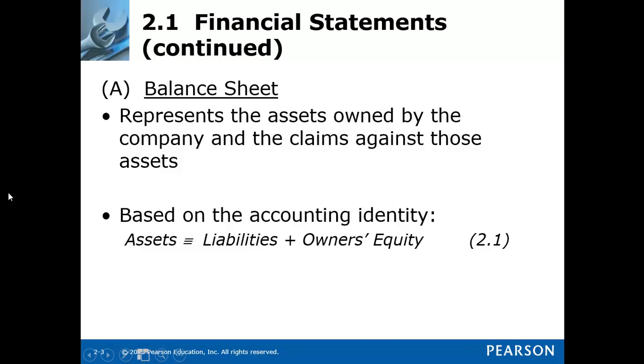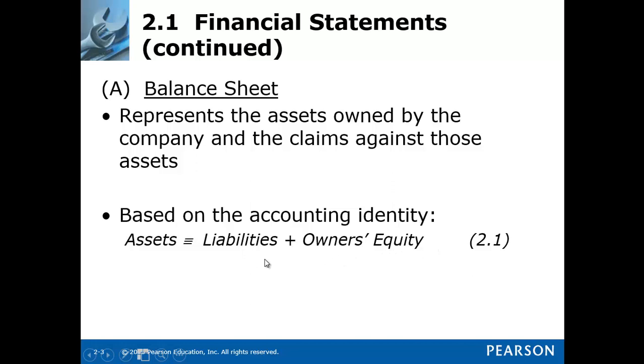The balance sheet is probably the most important financial statement. It represents the assets owned by the company and the claims against those assets, which are liabilities, and the actual ownership stake that a company has in those assets, which is owner's equity, or just equity. The balance sheet is described by what's known as the accounting equation, or the accounting identity, which is that assets equal liabilities plus owner's equity.